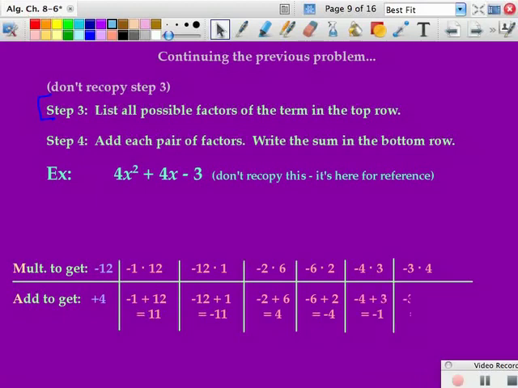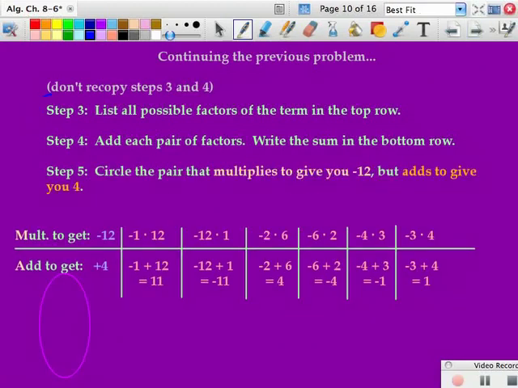Okay, so there's everything. List your factors, and then together in that same area is where you want to list the sum of the two numbers. All right, now you have all these. What you want to do is circle the pair that multiplies to give you -12, but will add to give you +4. Well, the first thing is every single one of these factors multiplies to give us -12. This is not our issue. Adding to give us a +4, that is our issue.